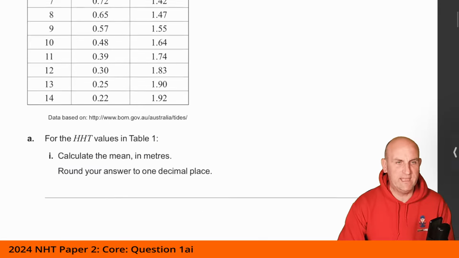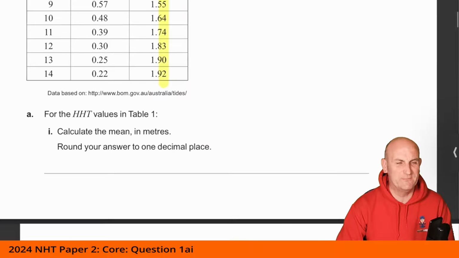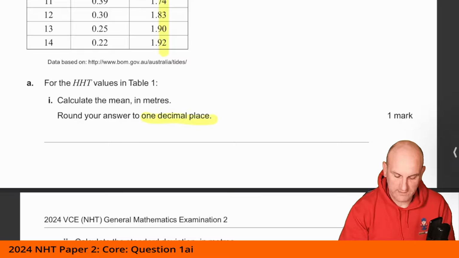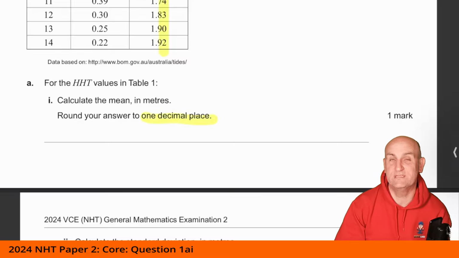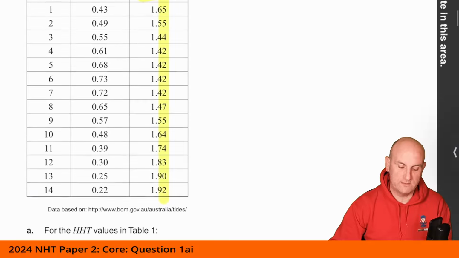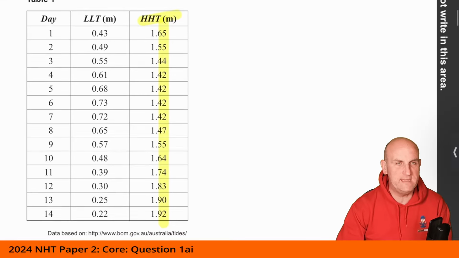For the HHT values, I have been tricked so many times with this in the past. I'm actually going to highlight that column because I don't want to make a mistake and put the wrong values in. Calculate the mean in meters. Round your answer correct to 1 decimal place. Again, I highlight left, right, and center. Why? Because I don't want to make a stupid mistake, and VCAA will knock marks off. So I've got to put that data in and work out the mean in meters.